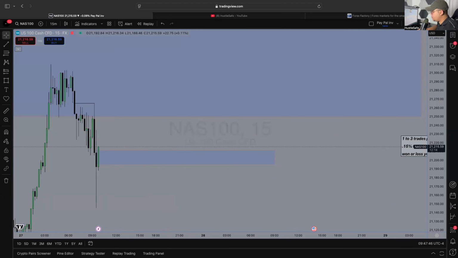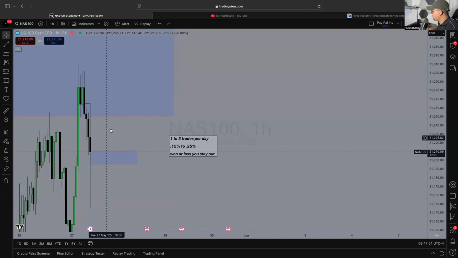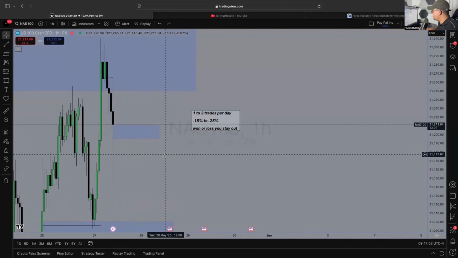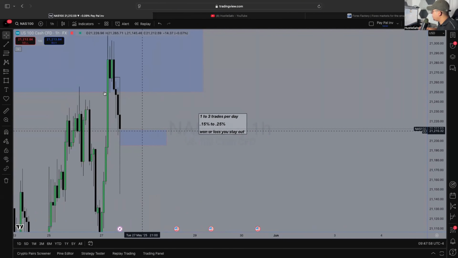Soon it's gonna be 10 a.m., so it's gonna open another 1 hour candle. And we can see in 1 hour that the market did a really good correction here. So 12 minutes left to see how that candle opens.